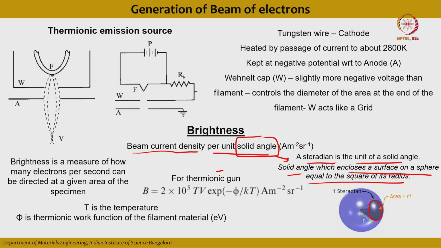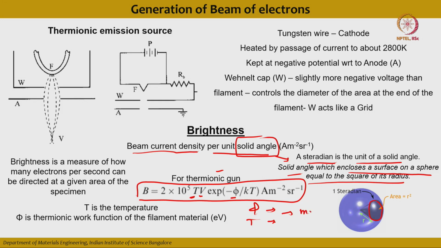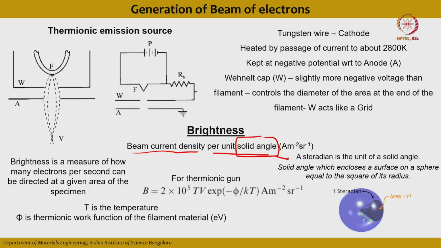For thermionic emission, the brightness can be related to your voltage, the temperature and the work function. As I told you, the work function and the temperature are both very important for high brightness, and these two depend upon your filament material. Okay. So in layman's language, we can say that brightness is a measure of how many electrons per second can be directed at a given area of the specimen. Okay. So this is generally related to brightness.